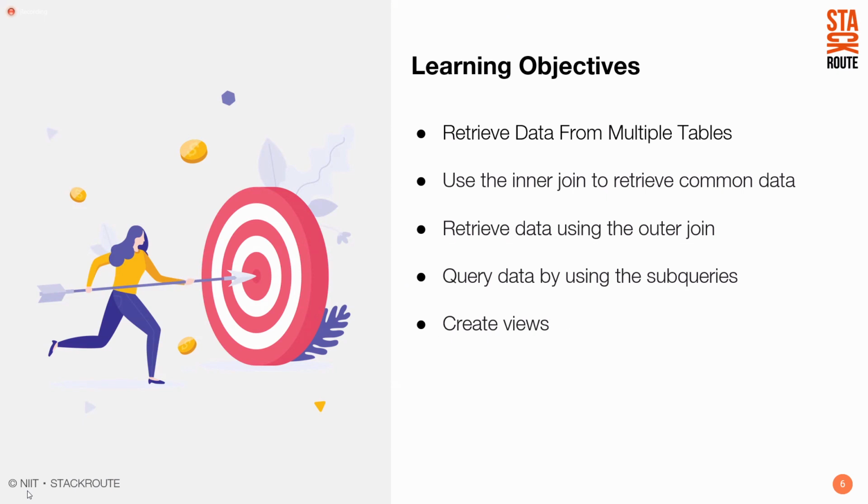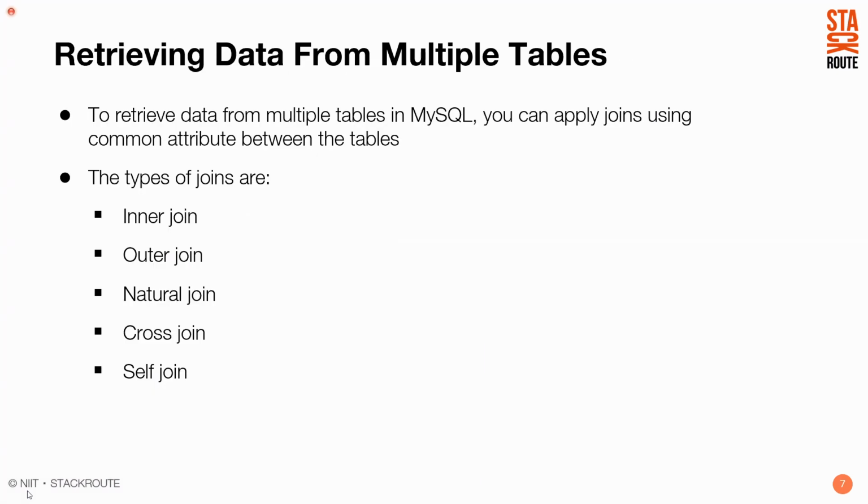So joins and subqueries are the concepts used to combine the data in different tables. We have various types of joins. To retrieve data from multiple tables in MySQL, we have joins. Very, very important: you can apply joins using a common attribute between the tables. Whenever I have multiple tables, both tables should have a common attribute. Then I can use join. There are various types of join: inner join, outer, natural, cross, and self. Let us explore all types of join.